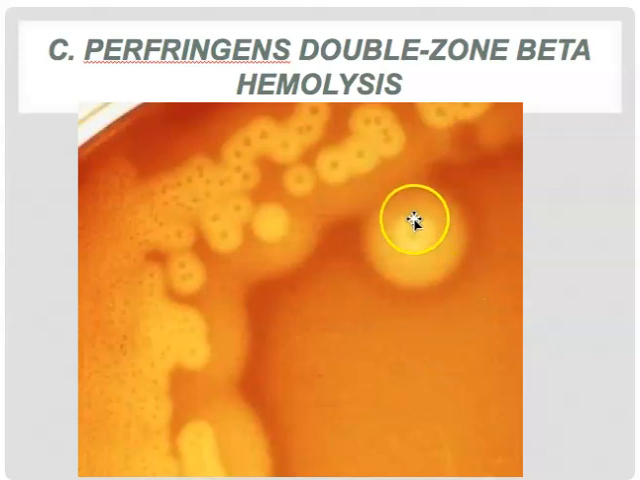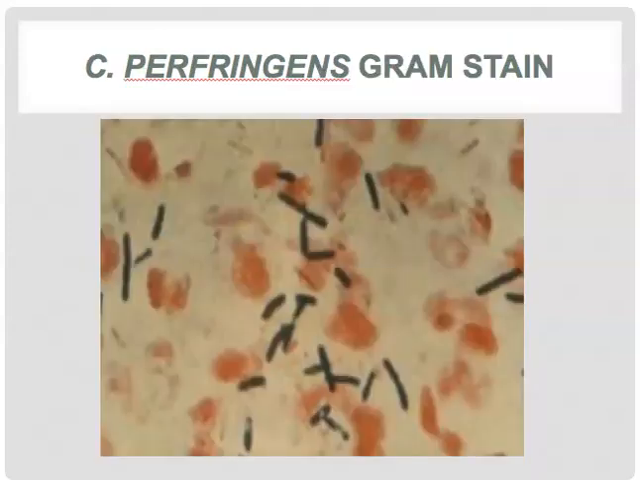Okay, here's a picture of that double zone of beta hemolysis. So you can see the colony in the very center, and then the first ring of beta hemolysis and the second ring of beta hemolysis. So it looks kind of like a bullseye. There's the gram stain.